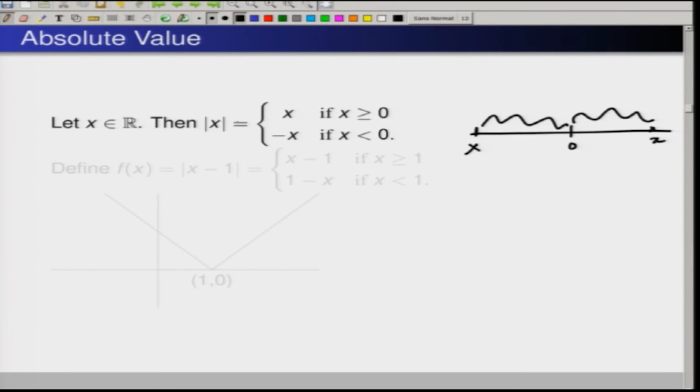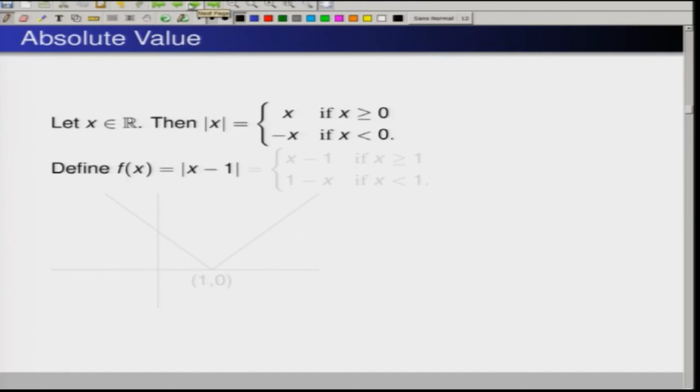So, this is f of x = mod x, equal to x if x is greater than or equal to 0, and minus of x if x is less than 0. Now, let us try to sketch this. On the positive side it is x, then it will go like this, but minus of x is the negative of x, so this is going to be like this.